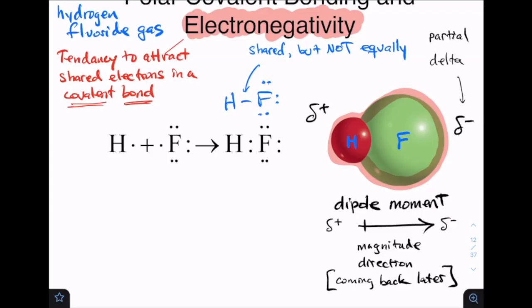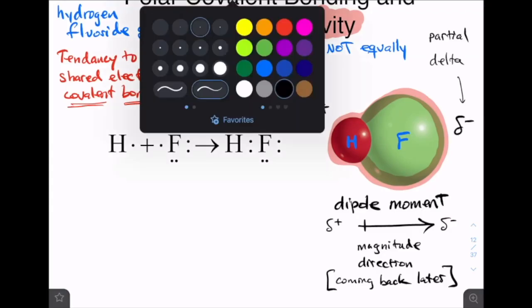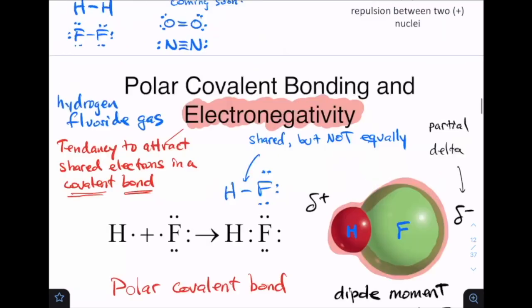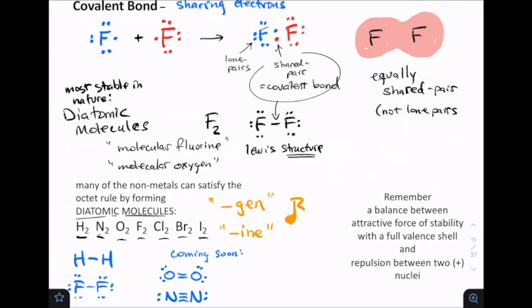So what this describes then is what we call officially a polar covalent bond. The bond itself has polarity. Whereas if we go back up here, these are equally shared. So these are what we call non-polar covalent bonds. So this all really has to do with another term, the last term I'll introduce for today, and that's electronegativity.